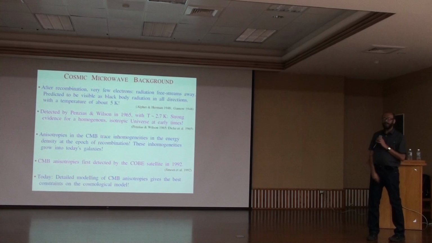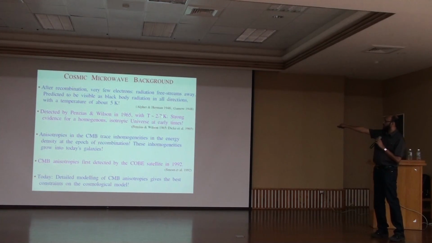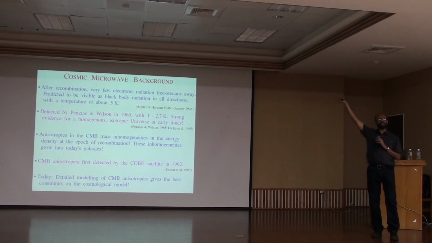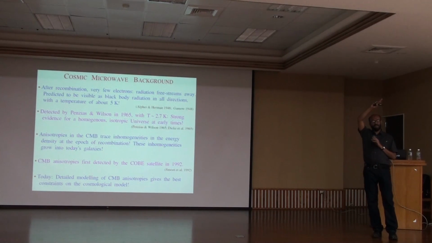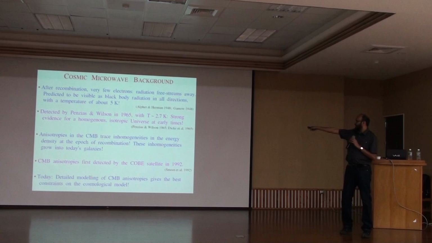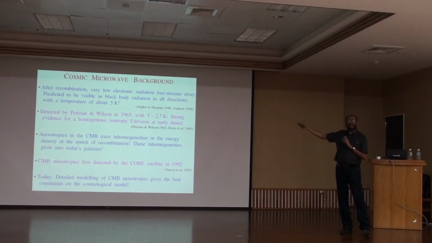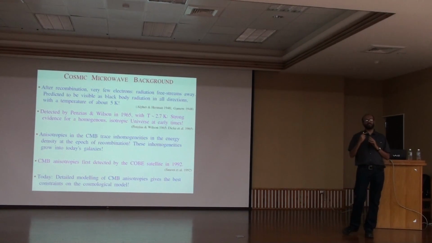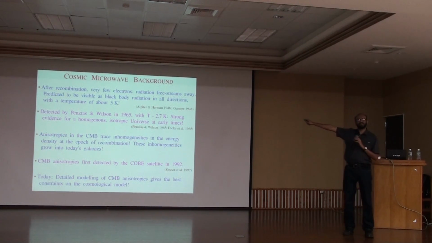And the wonderful thing was that 17 years later, Arno Penzias and Bob Wilson detected this radiation in 1965 with a temperature of 2.7 Kelvin in every direction. And that was the first evidence for a homogeneous and isotropic universe. Because remember, in 1965, the light element abundances had not been measured. This was the first tested prediction of the Big Bang model. That you saw 2.7 Kelvin in all directions.